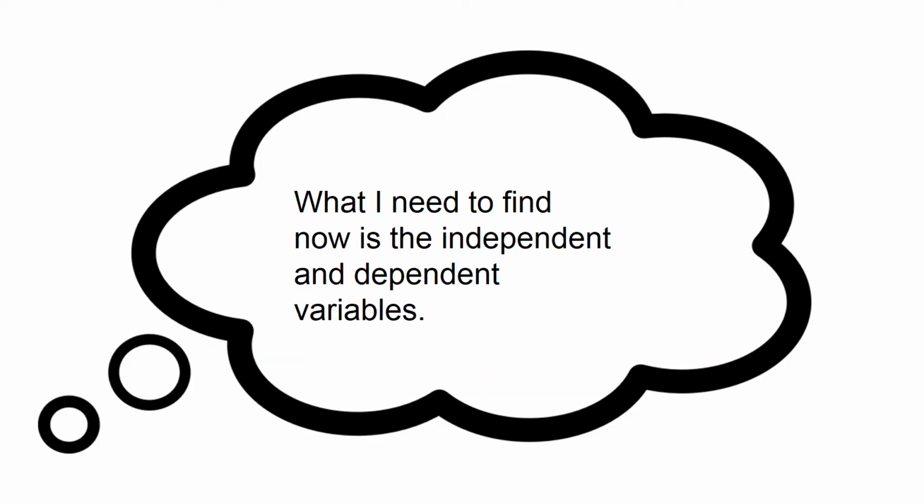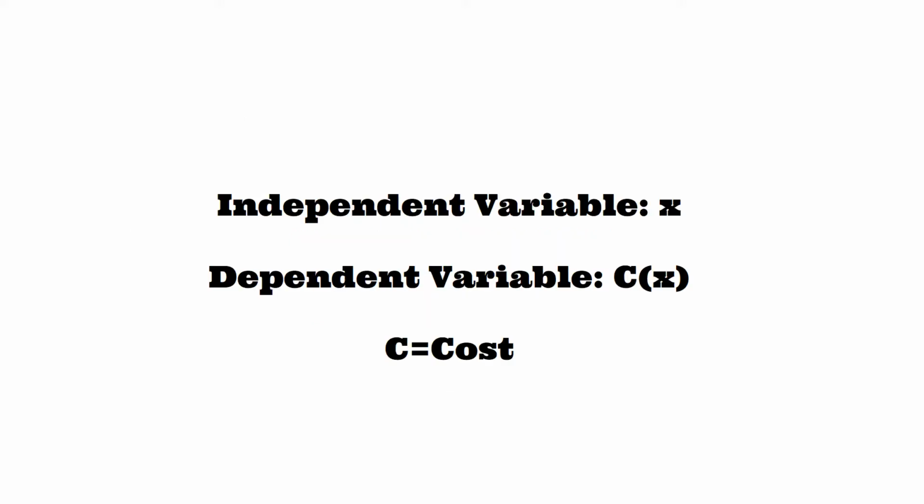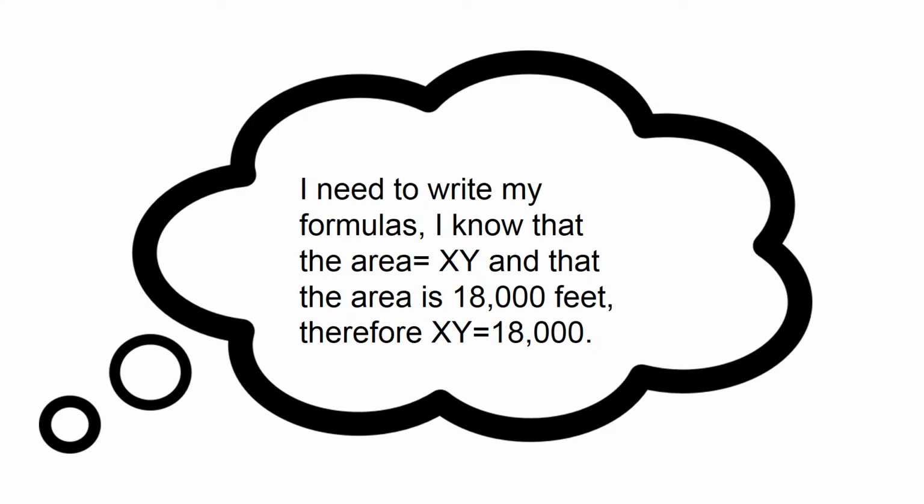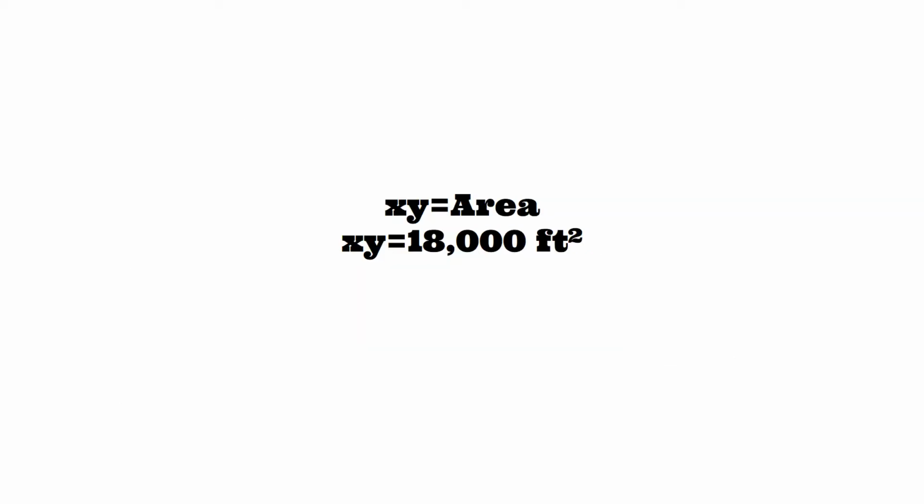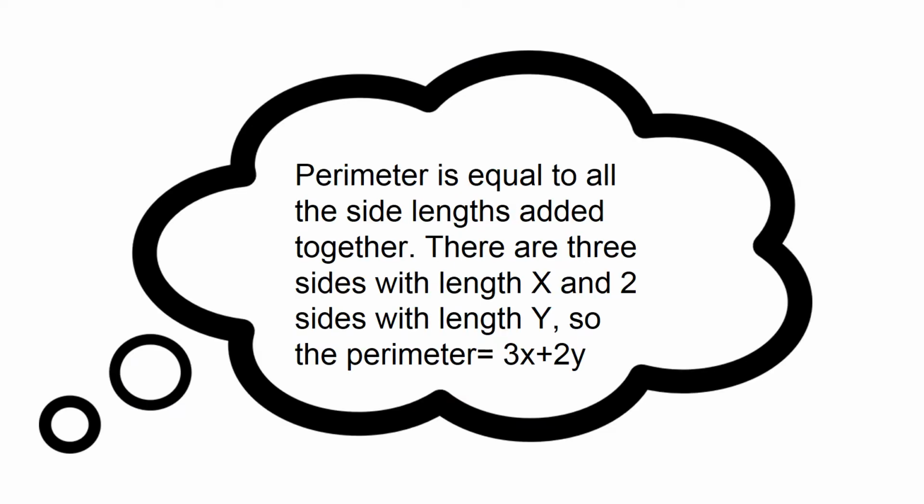What I need to find now is the independent and dependent variables. I need to write my formulas. I know that the area equals X times Y, and that the area is 18,000 feet. Therefore, X times Y equals 18,000. Perimeter is equal to all the side lengths added together. There are 3 sides with length X and 2 sides with length Y, so the perimeter equals 3X plus 2Y.